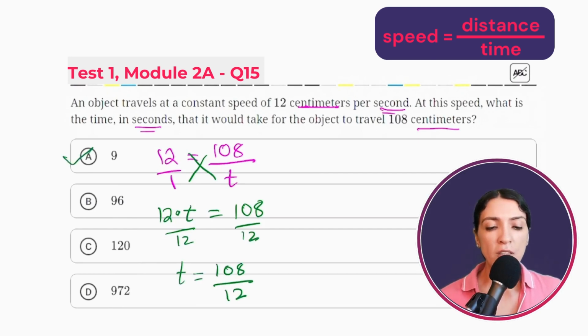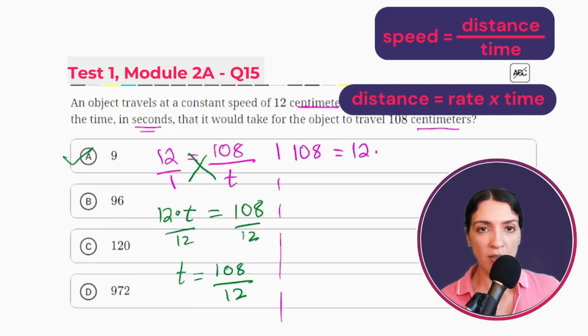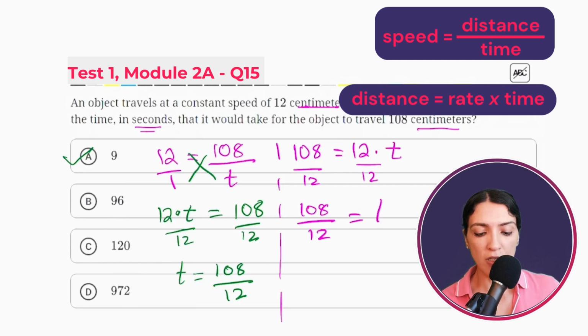Now, if you're a student in the US, you may have learned the formula as DIRT, distance equals rate times time. And it's the same formula written differently. So for that way of solving it, instead of d, we'll have 108 equals rate, which is our speed, 12 times t. And in order to solve for t now, we're going to divide both sides by 12. And we'll get 108 over 12 again equals t, time, which would be 9, choice A.